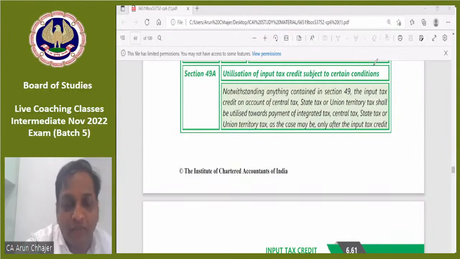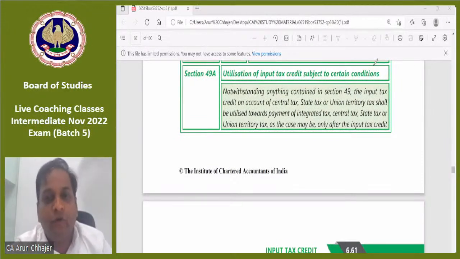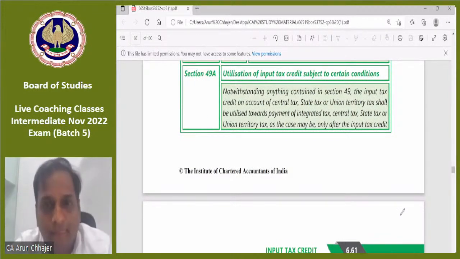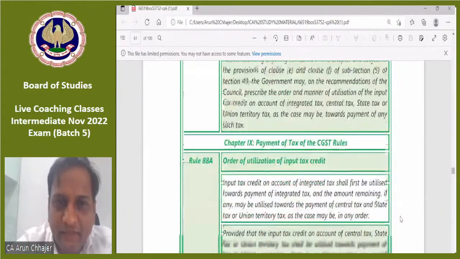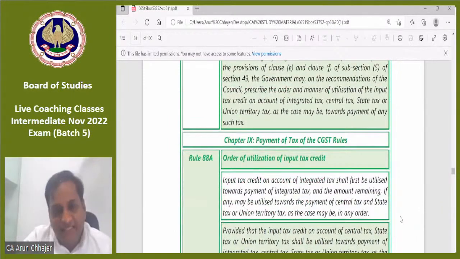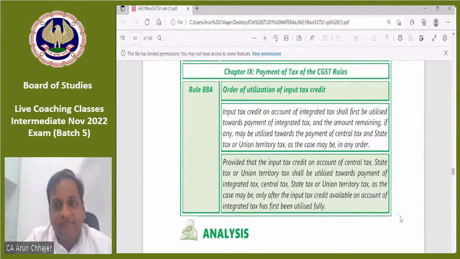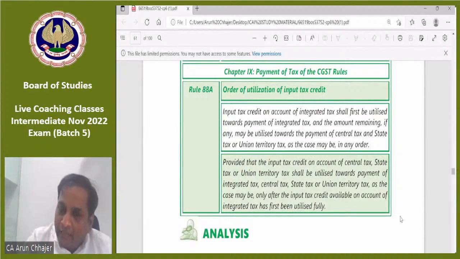Let me go to Section 49A once again. ITC on account of IGST shall first be utilized toward the payment of IGST, and the remaining, if any, may be utilized toward the payment of CGST and SGST, as the case may be, in any order.